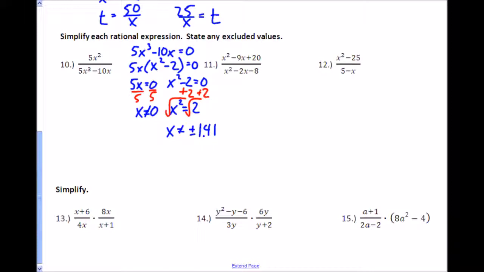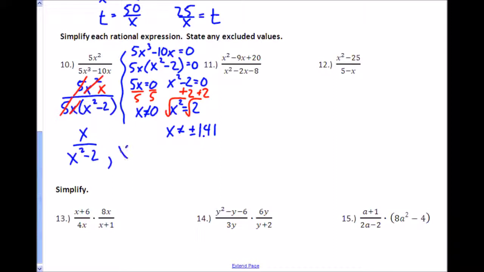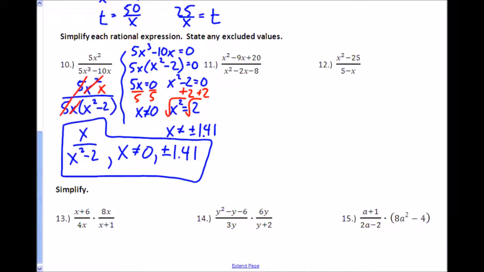And now from here, I'm just going to simplify this as far as I can. So I'm going to factor this. 5x squared, that can't be factored. The denominator already factored once. I factored out a 5x. And now from here, the 5's cancel. The x squared and the x cancel and leave me with just an x in my numerator. So this reduces to x over x squared minus 2. But I have to say that x cannot equal 0 or plus or minus 1.41. And so my solution with the excluded values is this.